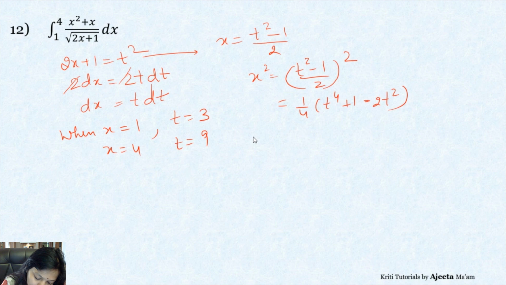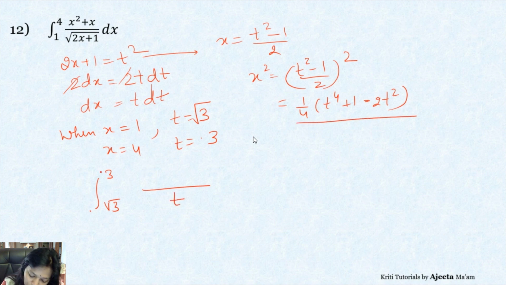So we have here root 3 for the t value, and here the value will be 3, because t square was there. So this was the value for t. Now let's move on with this. So we get here root 3 to 3. Clear? So now we have t here, and we have found the value of x square also.